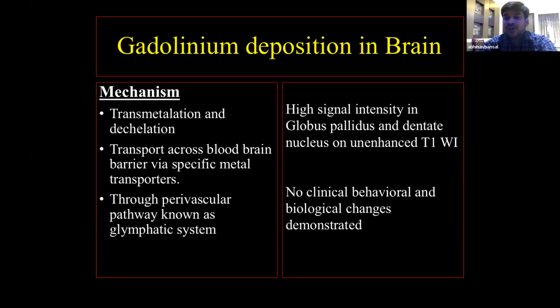On MR imaging, it is seen as high signal intensity on unenhanced T1 weighted images. The gadolinium deposition leads to high signal in the globus pallidus and the dentate nucleus. Although no clinical, behavioral, or biological changes have been demonstrated due to such deposition, the effects are still under study and no definite effects have yet been proposed.